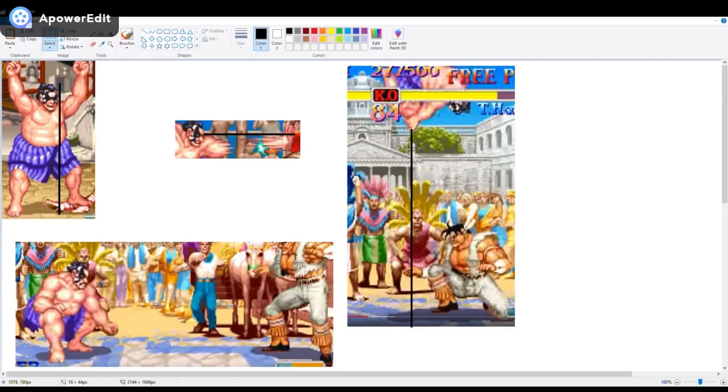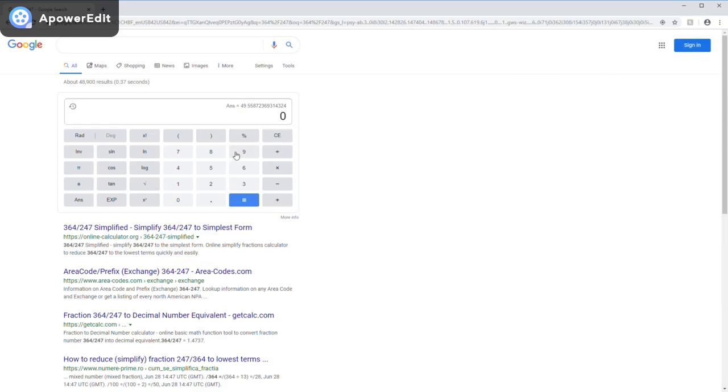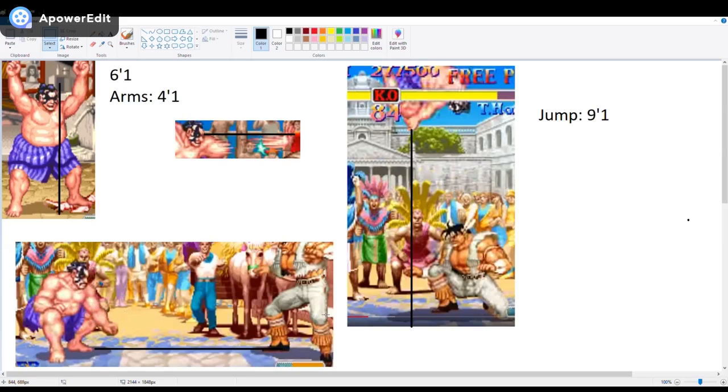We can analyze how high he can jump, because he can jump insanely high. So we'll take this comparison here. That is a total height of 445 pixels, and again, you divide that by 364. Now we multiply his height of 73 inches by 1.49, and once we do that, we get 109.281.